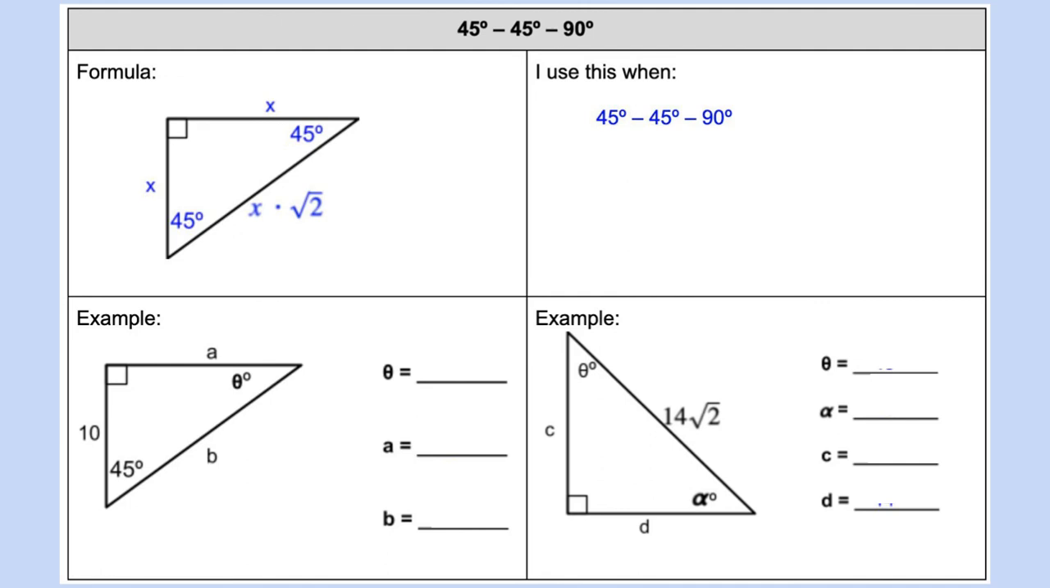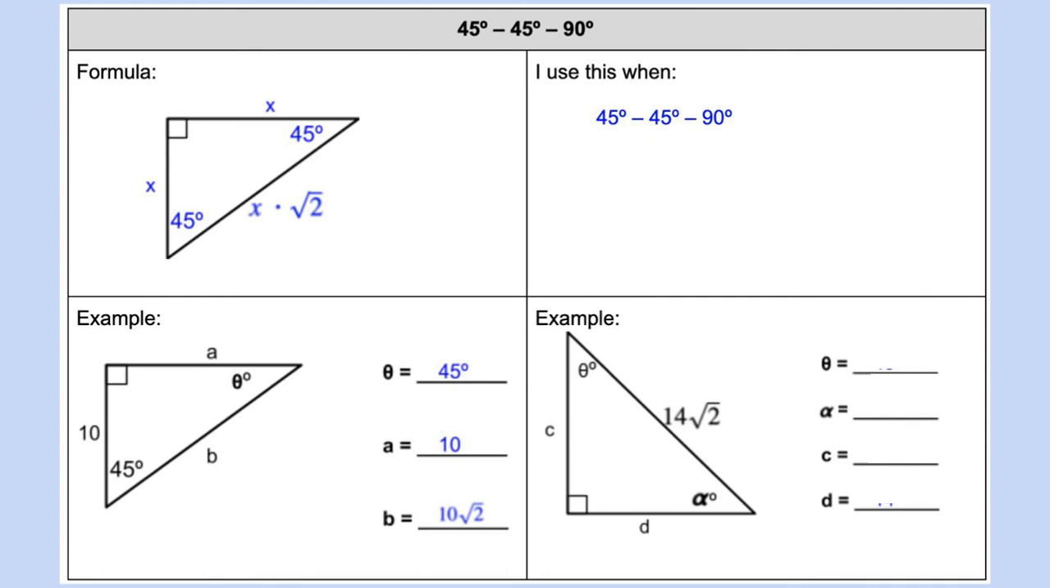So let's do this first example here. We're going to see if we can figure out how big theta is first. We know there's 180 degrees in a triangle, which means that that missing angle's got to be 45. Since we've got these two angles the same, that means these two sides are going to be the same. So A is going to equal 10. And then B, the hypotenuse, is just 10 times the square root of 2.